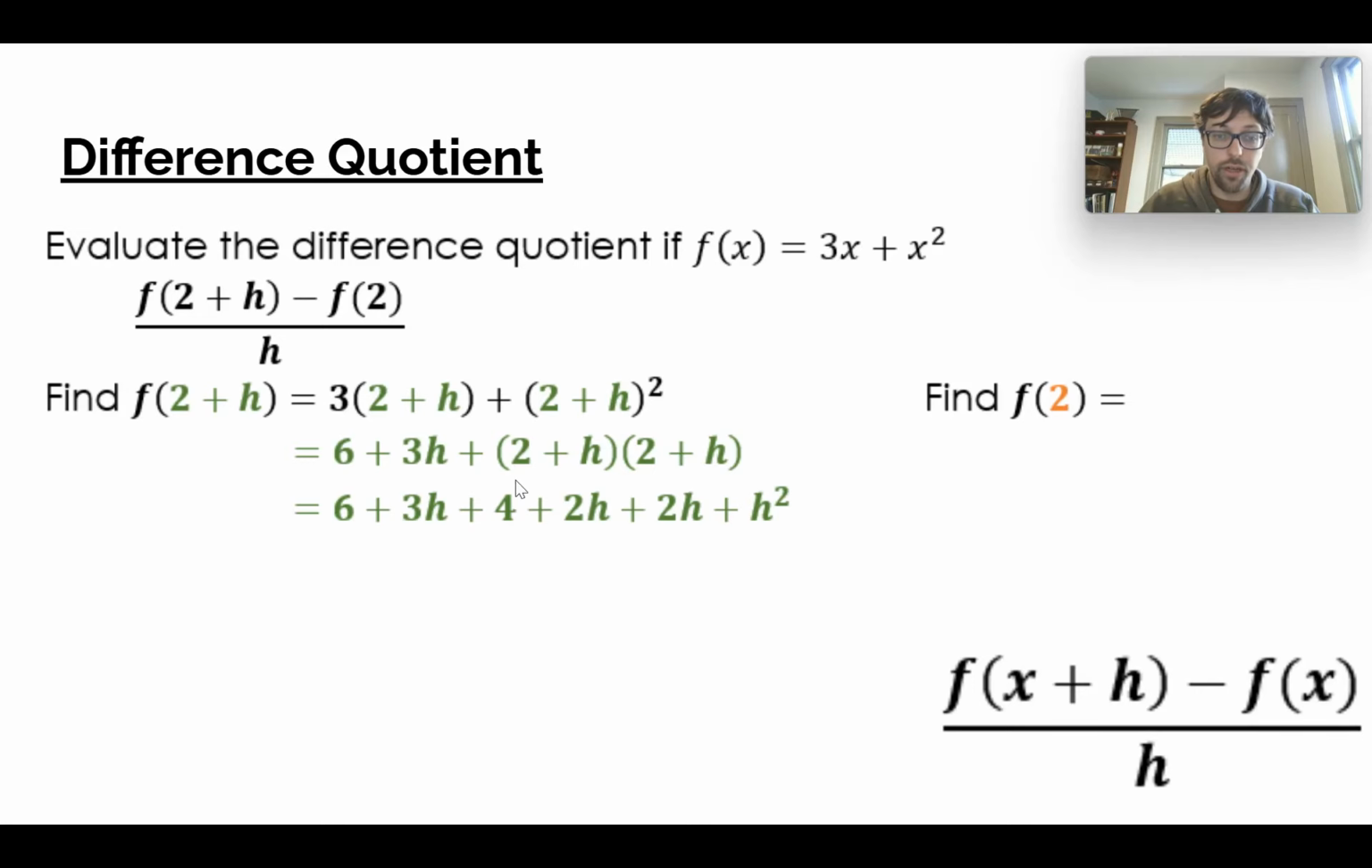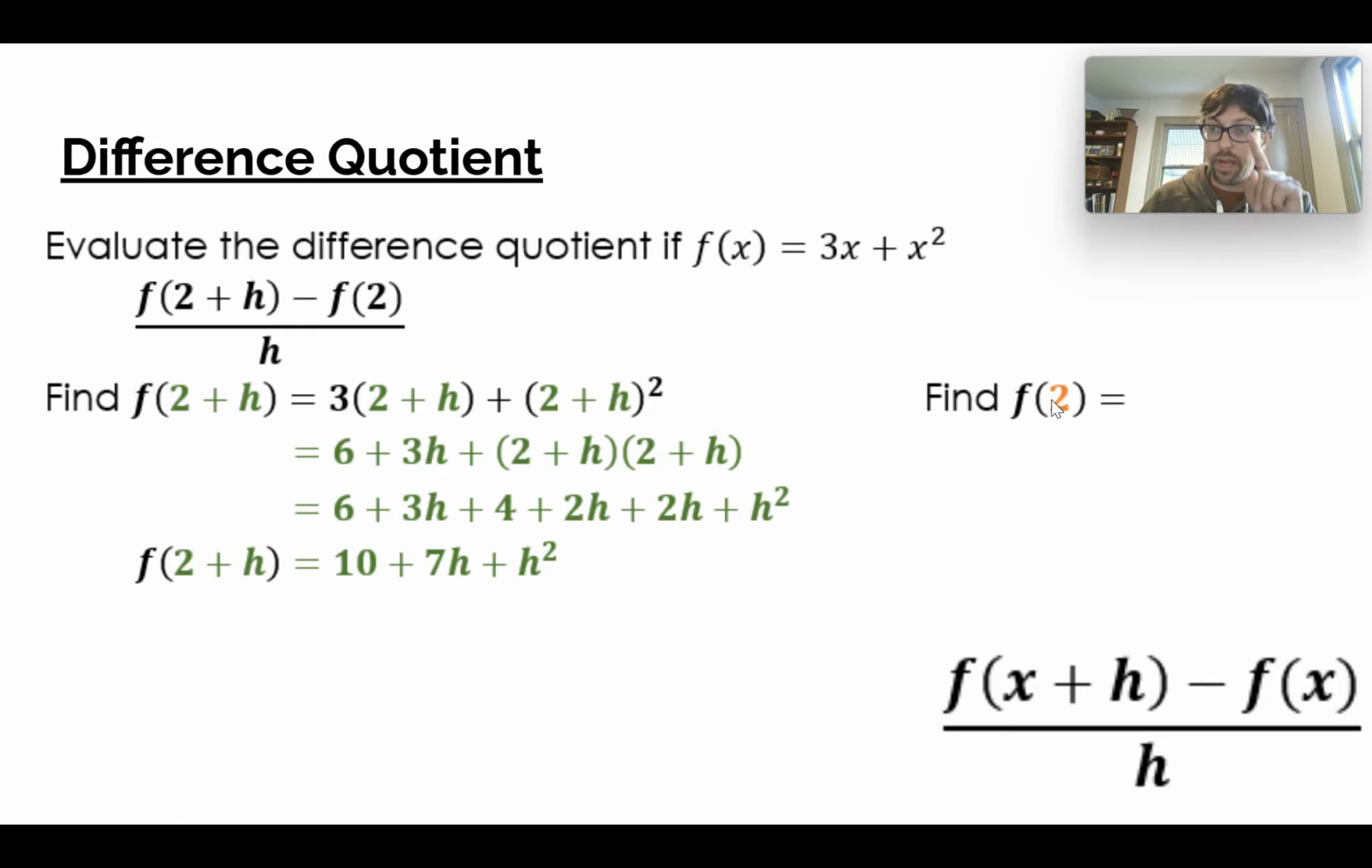So we're all done over here, but over here we've got that 2 times 2, that got us 4. 2 times h is going to be a 2h. Our outsides, 2 times h is another 2h. And h times h is h squared. We can do a little bit of simplifying here. We've got 4 and 6. We can add those together. That's 10. We've got a 3h plus 2h is going to be 5h. And then 2 more h's. That got us 7h. And then our h squared is just kind of hanging out. So that's our f of 2 plus h that we're going to put here.